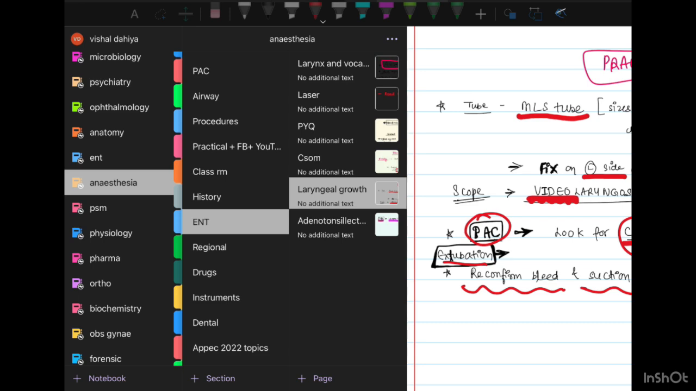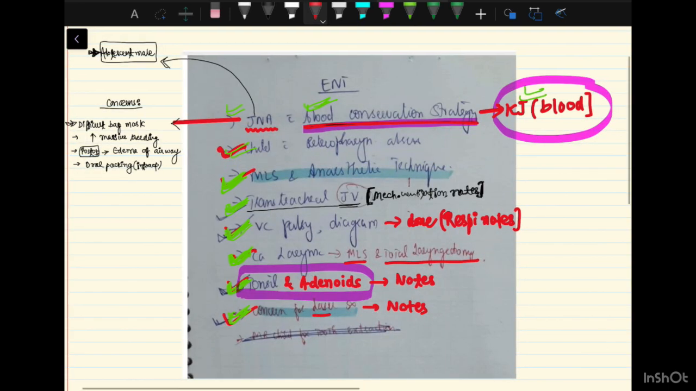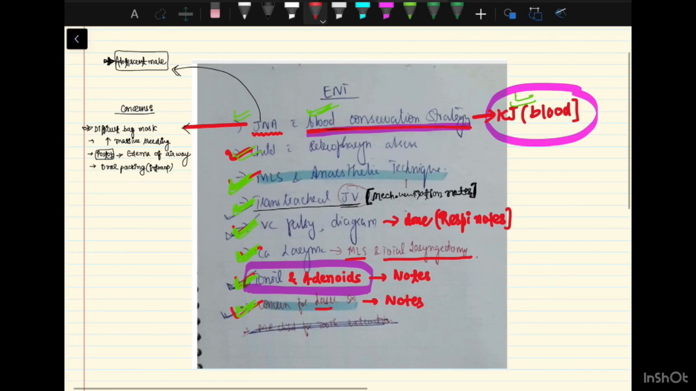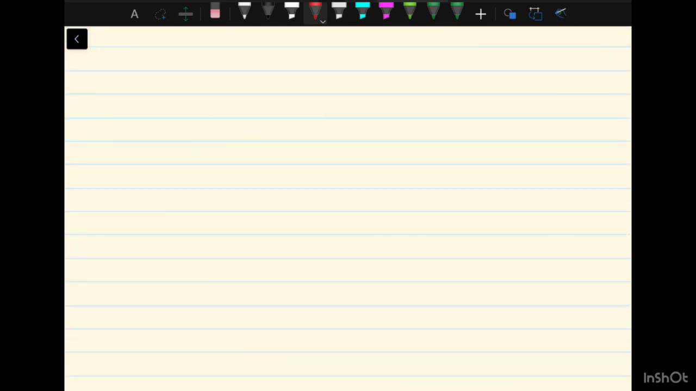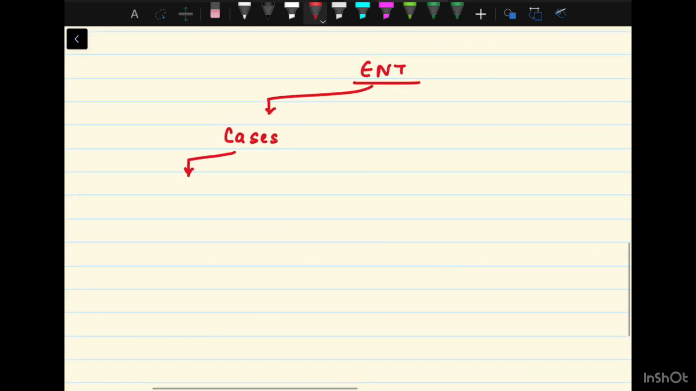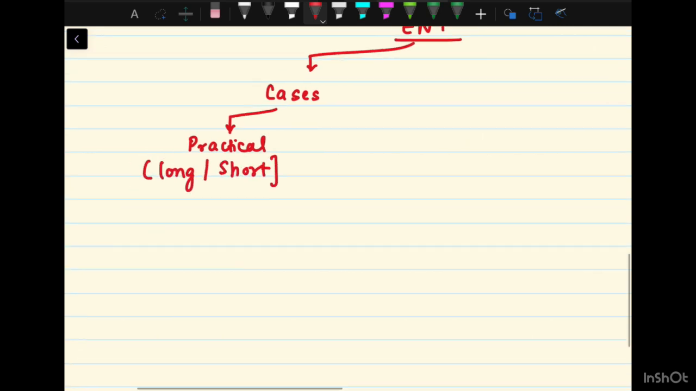Yes, you can see that I have made a previous year question list. Now in a particular system list, you'll have three types of questions. Three types of questions in a unit. Suppose it is ENT only. There will be questions related to cases. Now the cases can be ones which are a part of your practical exam, either a long case or a short case.